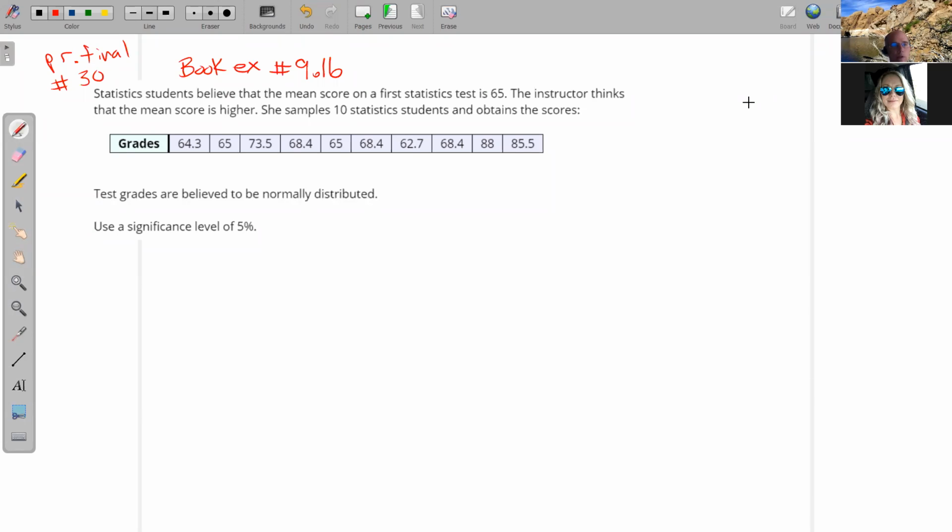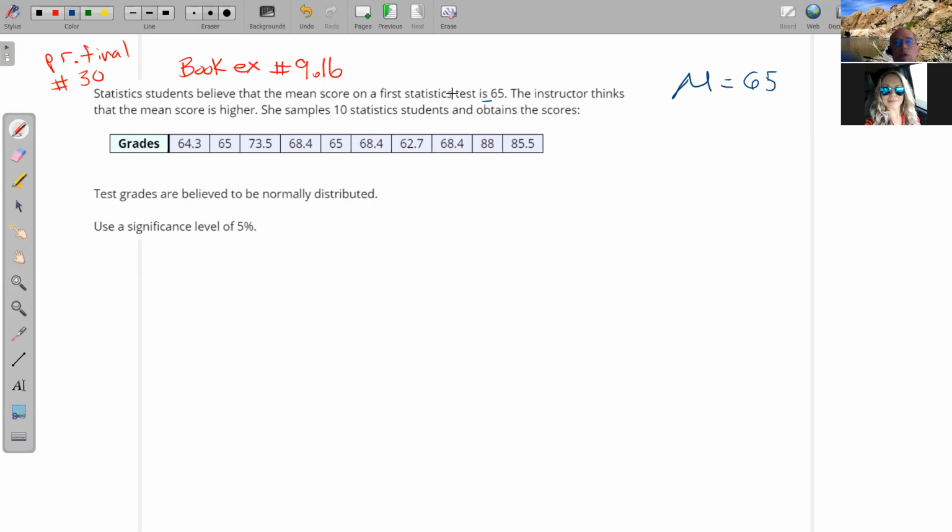All right, so we have an example from the practice final, which is also like an example from the book. Let's see what we know. Statistics students believe the mean score on a first statistics test is about 65. Instructor thinks the score is higher. So the statistics students are making a claim, and they're claiming it is 65. So right away, I have a mu from that first sentence equals 65.